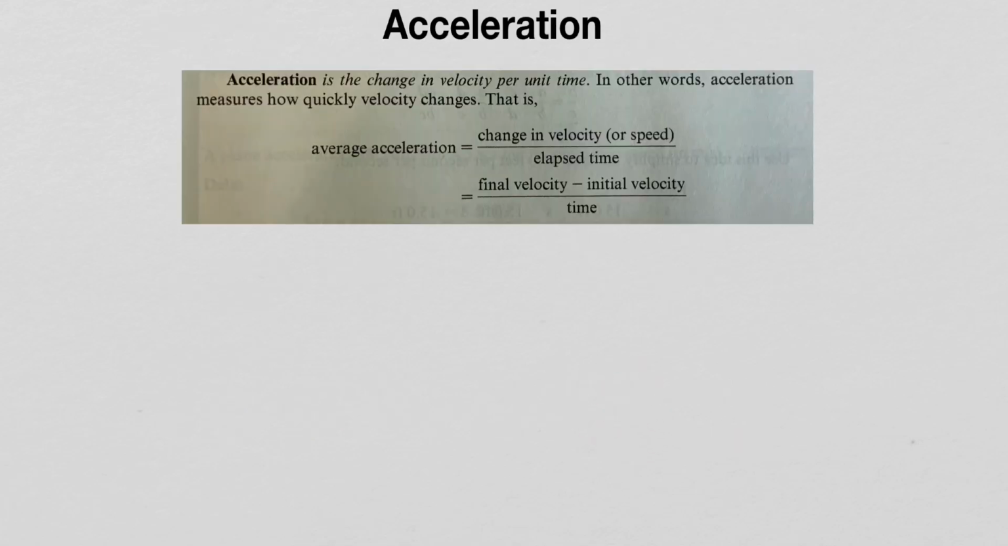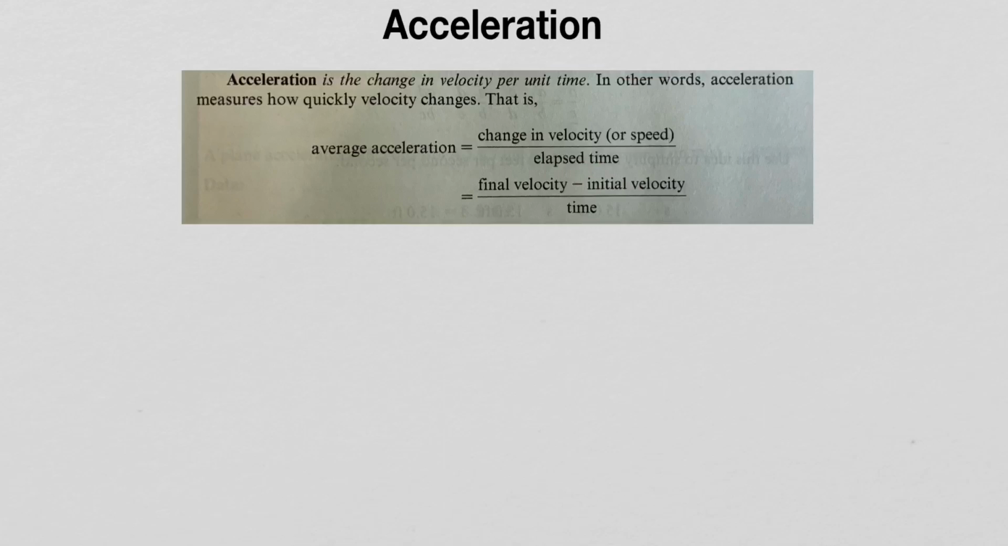The next quantity associated with motion is acceleration. So acceleration is the change in velocity per unit time. Or in other words, acceleration measures how quickly velocity changes with time. So if we want to put that in a formula type of relationship, we say that the acceleration is equal to the change in velocity divided by elapsed time.